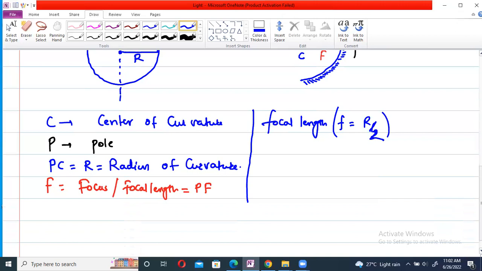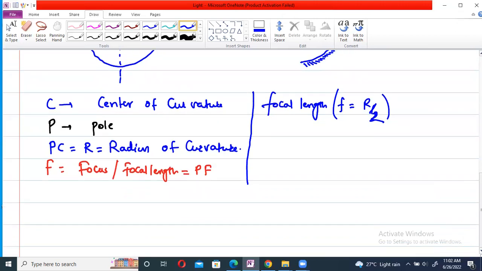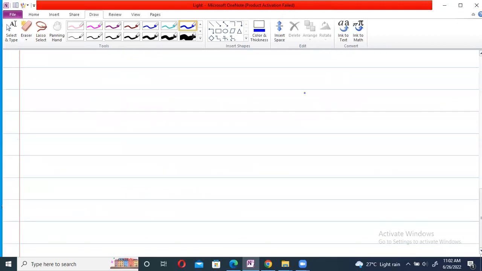Now, in this class, I want to discuss with you what a focal point is, and then what a focal plane is, because in our book these particular terms are written. What does it mean here?